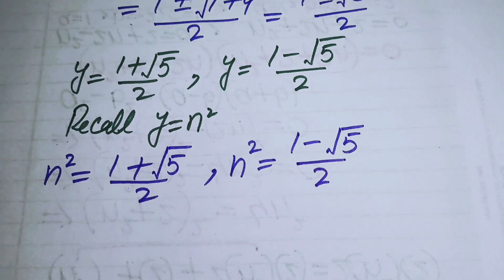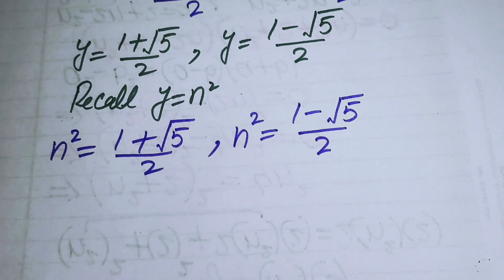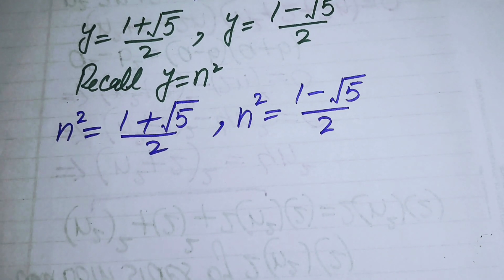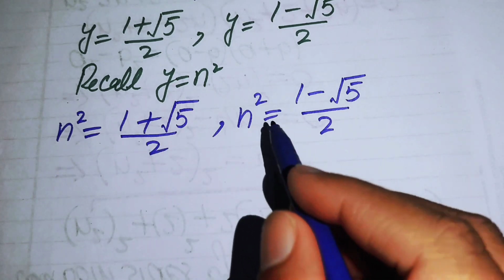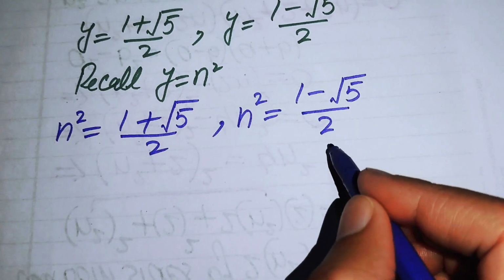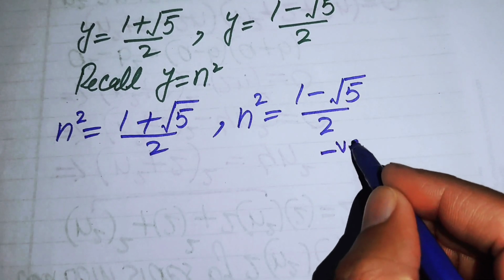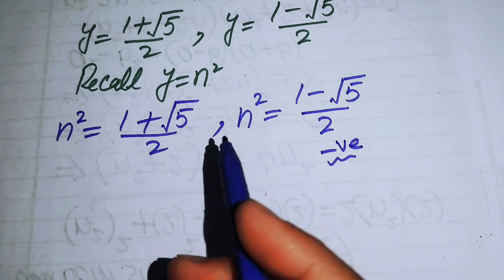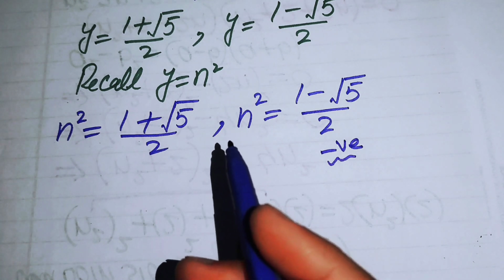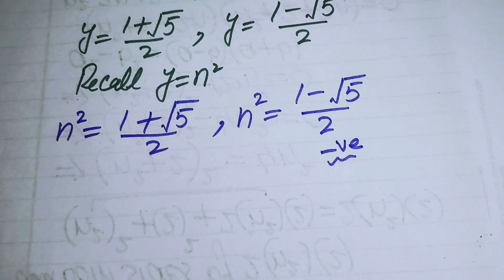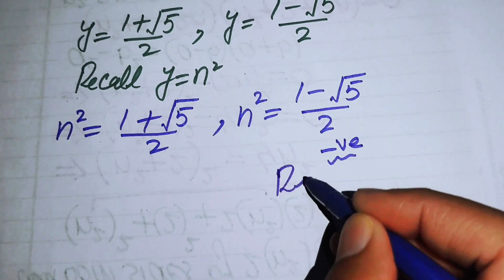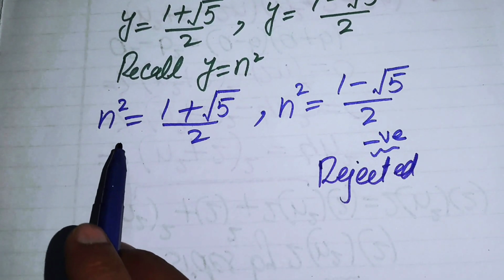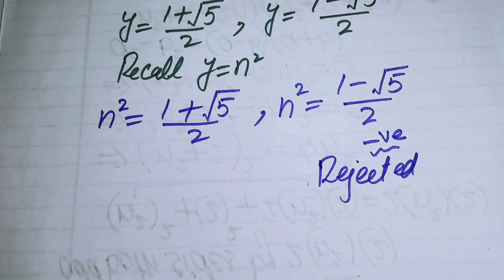Here one thing you already know is that n is the side of the right triangle. Now if you focus on this case, you see that the right hand side is a negative value, a number with a negative sign. It is not possible for the side of a triangle to be a negative value, so we reject this case, and we have only one case, which is n squared equals 1 plus square root of 5 over 2.